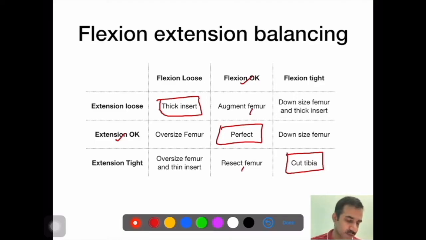If extension is tight and the flexion is loose, we have to oversize the femur and use a thin insert. If extension is tight and the flexion is tight, we have to downsize the femur and use a thicker insert. So if there is a problem with both flexion and extension, we deal with the tibia. If there is only one problem, we mainly deal with the femur.